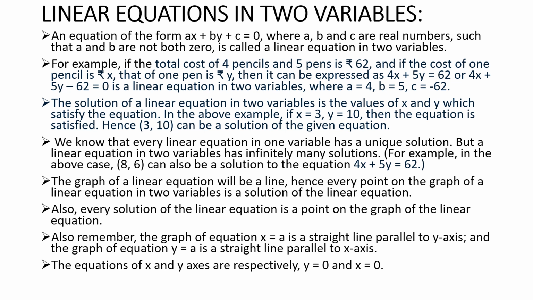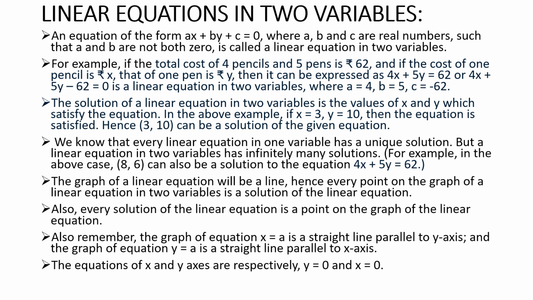The graph of a linear equation in two variables will be a line. Hence, every point of the graph of the linear equation in two variables is a solution of the linear equation. Suppose we have the line 4x + 5y = 62. Every point on that line will be a solution of the given linear equation. Also, every solution of the linear equation is a point on the graph of the linear equation. That means if I take in the above case, say (3, 10) or (8, 6), both the points will lie on the graph of the equation 4x + 5y = 62, which is a line.